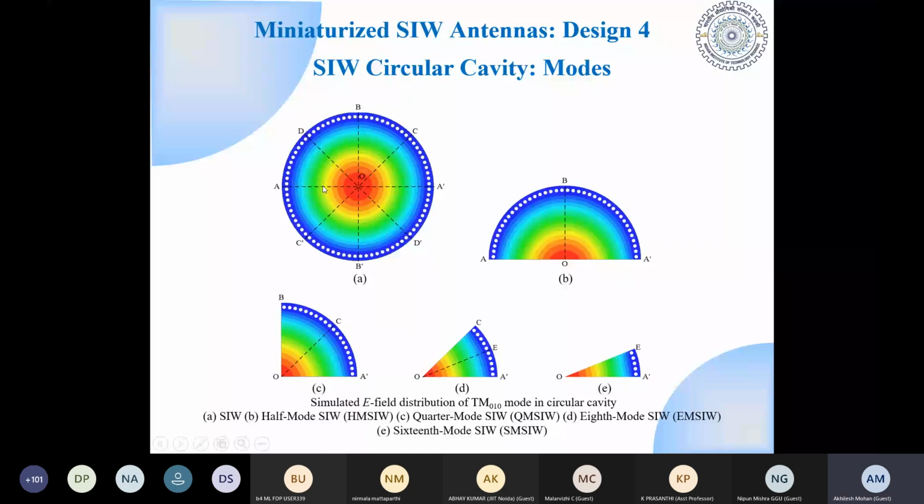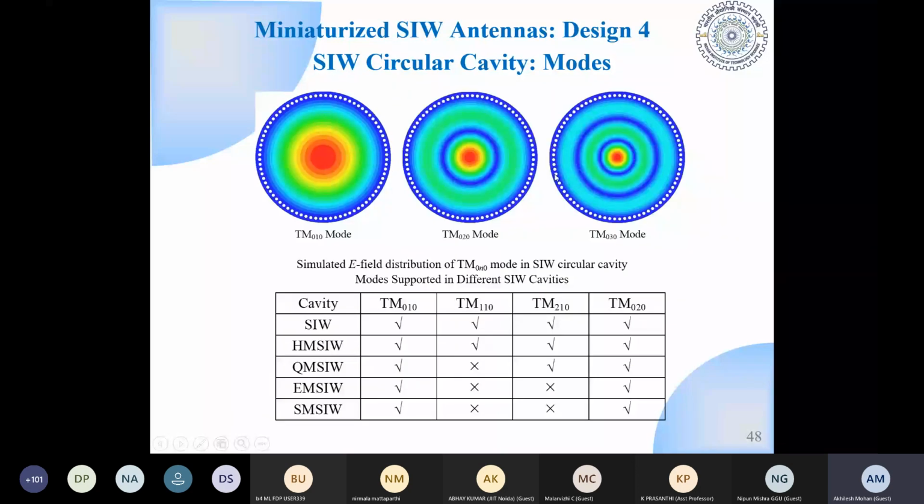What we can see from here is that if we bifurcate, the first mode is 010. Now you can see in the R direction 020, and in the R direction here 030, with three variations, two half wavelength variations, and so on. Now, if you do the bifurcation, that mode will only be supported if the field supports it. For the first mode, that is the 010 mode, all of these will be supported. But for TM110 or the other modes, the quarter mode and eighth modes are not supported.